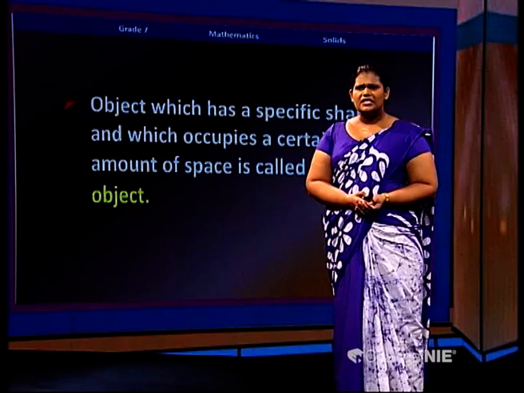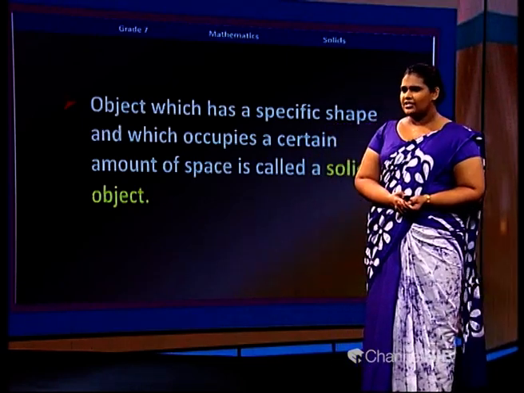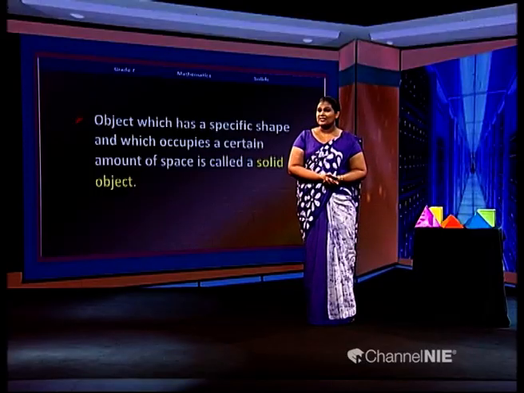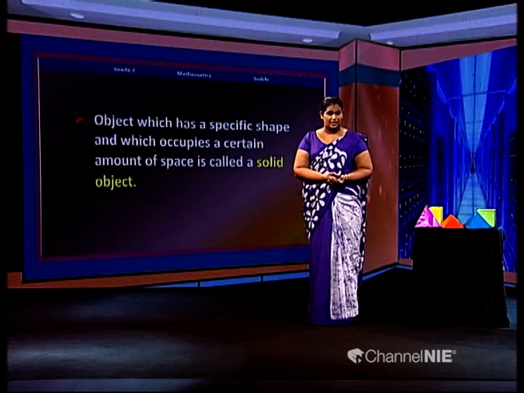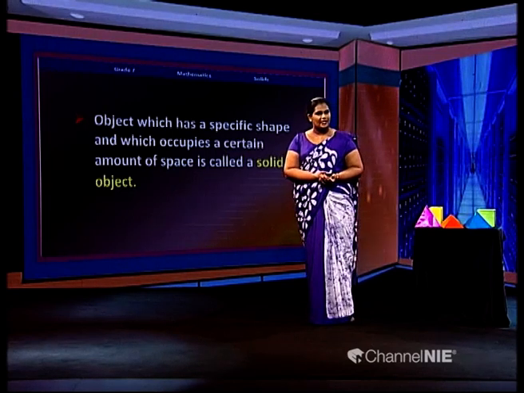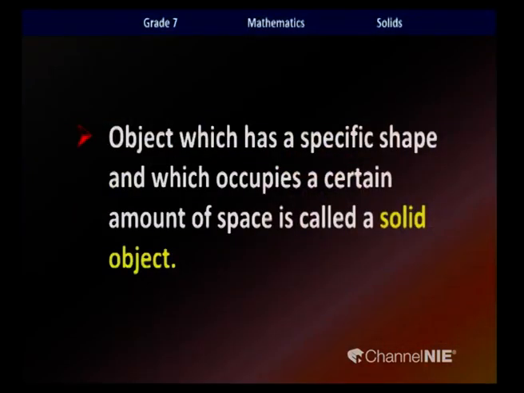So, what is a solid? Shall we define the solid? As you have learnt in science, solids should have a certain shape and it should occupy a certain amount of space. So, we can define a solid as an object which has a specific shape and which occupies a certain amount of space.